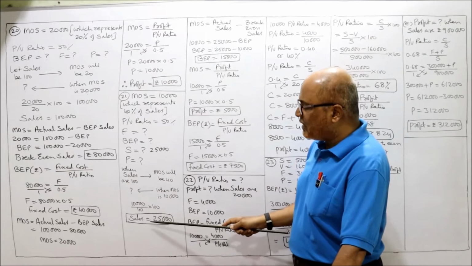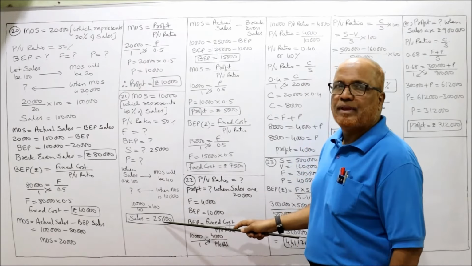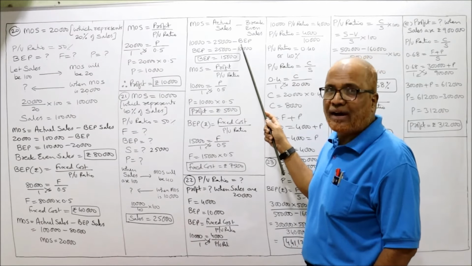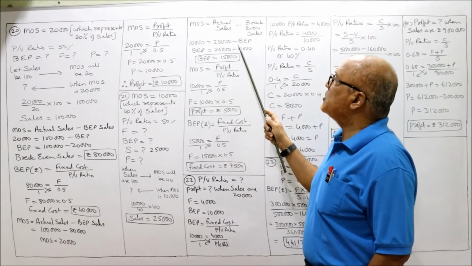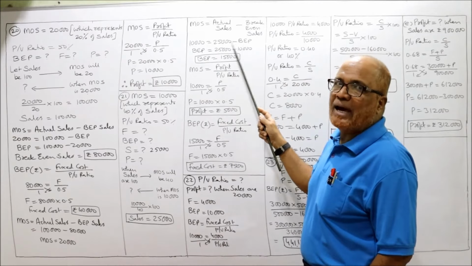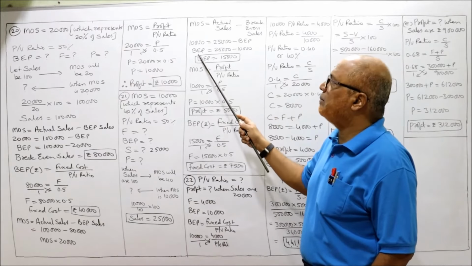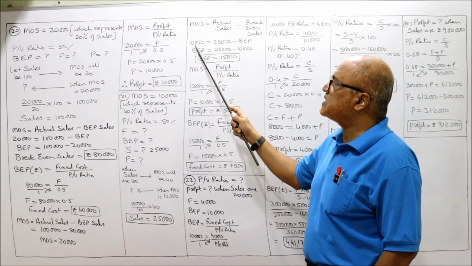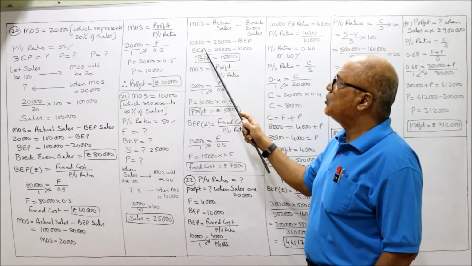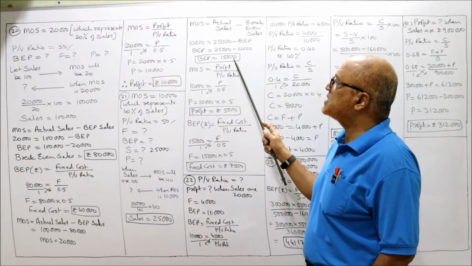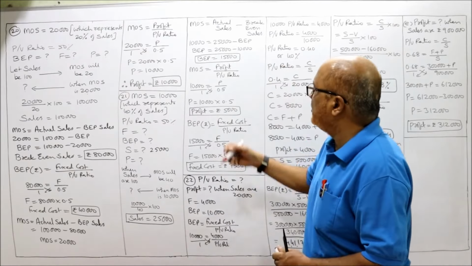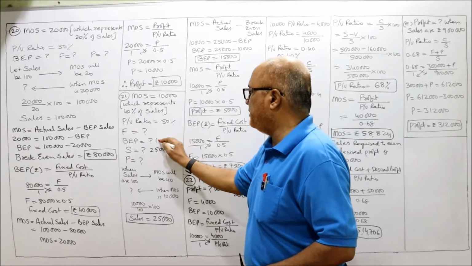Actual sales just now we have calculated: 25,000. BEP we don't have, we have to find out BEP. So minus BEP, take this BEP to LHS, so minus BEP will become plus BEP. And take this 10,000 to RHS, so this plus 10,000 will become minus 10,000. So BEP is equal to 25,000 minus 10,000, 15,000. Second answer we got: BEP is 15,000.